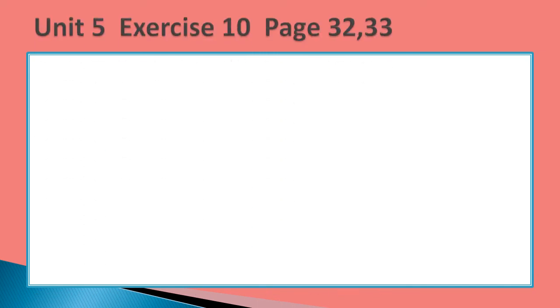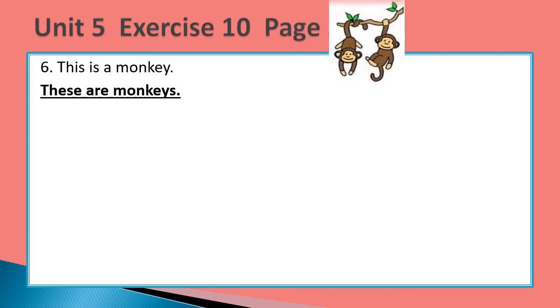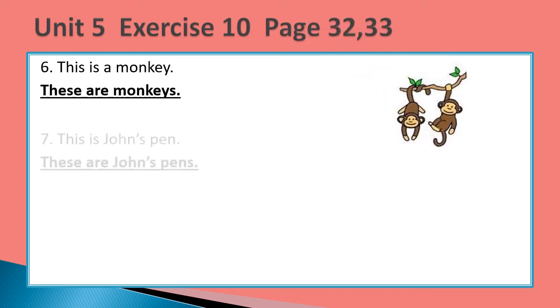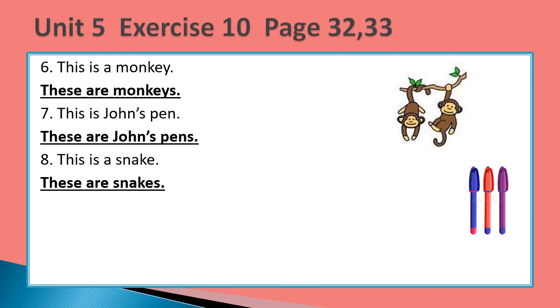Moving on to the next sentence. Sentence number 6. This is a monkey. These are monkeys. Number 7. This is John's pen. There's an apostrophe s here showing ownership. These are John's pens. Sentence number 8. This is a snake. These are snakes.